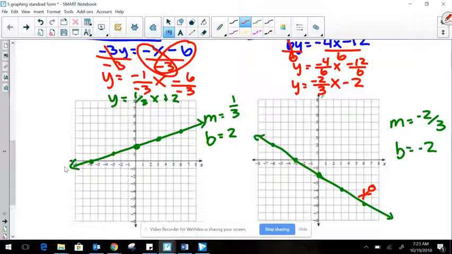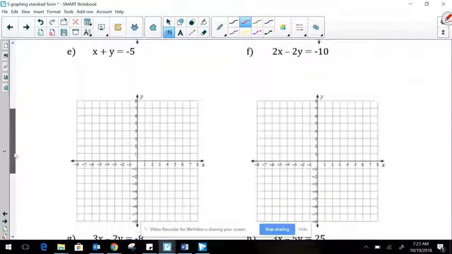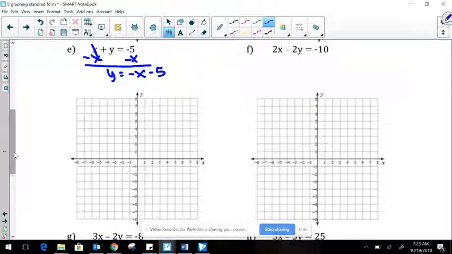All right, let's do one more on the backside, problem E. We have x plus y is equal to negative 5. So I'm going to subtract my x. Make sure my x is first. Then I'm going to divide by the number in front of y. But we look, and there's not even a number in front of y. It's an invisible 1. So we are actually done. This one's easier than the first two.